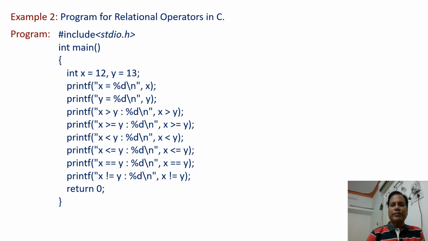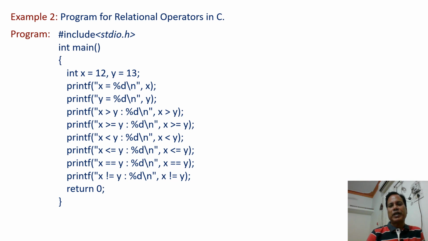Now printf x greater than y colon %d. So for this condition x greater than y, what is the value of x greater than y? Here x is 12, greater than 13. So this is false. So while false means 0, 0 is printed at this point.